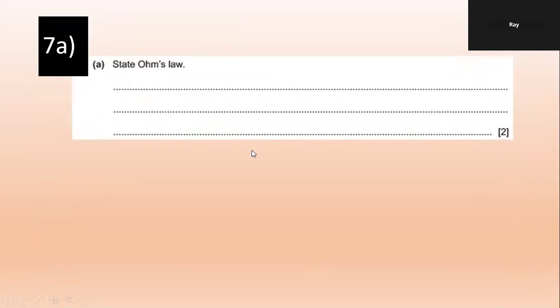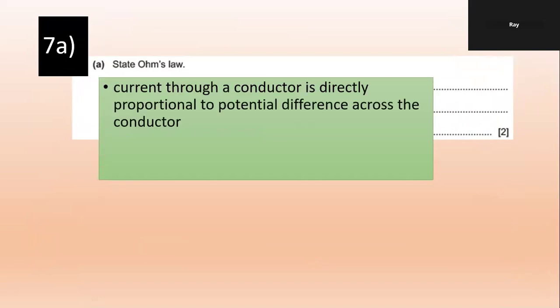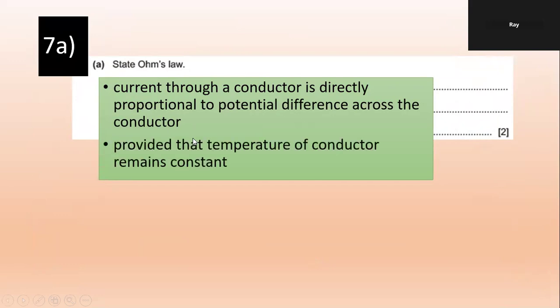Okay, we are at 7A. We have completed 7A: state Ohm's law, 2 points. Current through the conductor is directly proportional to potential difference across the conductor, provided the temperature of the conductor remains constant. Right? 1 mark each.